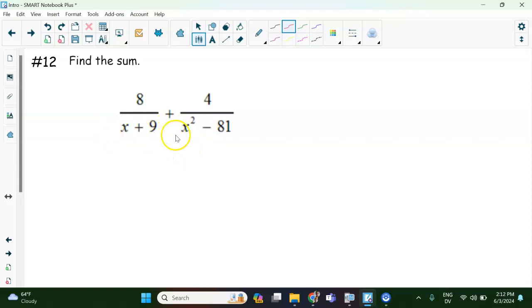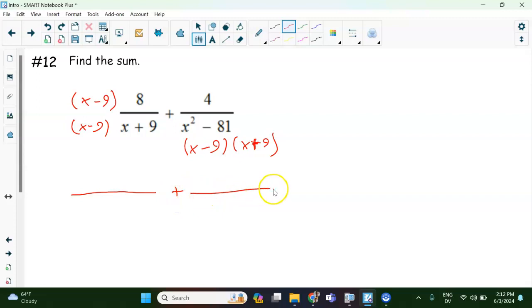Alright, so to make these match, some of you can maybe tell that the left-hand side needs an x minus 9, but if you can't, start by factoring. So this denominator factors to x minus 9 and x plus 9. They got to multiply to negative 81 and add to 0, which means this side is missing an x minus 9. So we're going to multiply the top and bottom times x minus 9. Okay, so what that'll give us is matching denominators of x plus 9 times x minus 9.